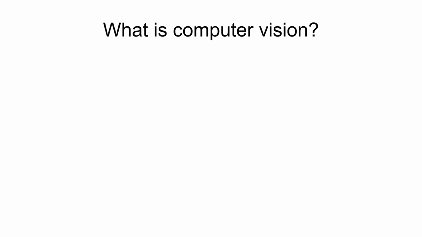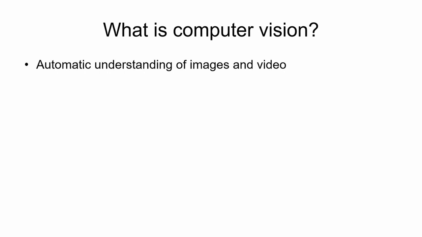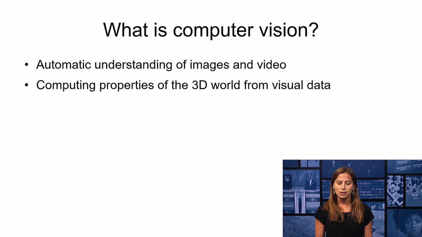Let's start with the top-level definition of what we mean when we talk about a computer that has vision. The simplest explanation I could give would be to say computer vision means having an automatic understanding of images and video. You could also go further and say it must require computing properties of a 3D world from what is often 2D visual data.